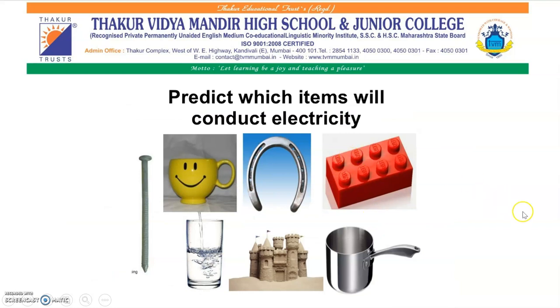Now can you predict which item will conduct electricity? Yes, the nail, the horseshoe, the spanner which is made up of metal. These are the three objects which will allow electricity to pass through them. So they are the good conductors of electricity. Whereas this cup which may be of plastic or ceramic, the Lego block, the kettle and the glass of water, all these are the insulators. They won't allow electricity to pass through them.